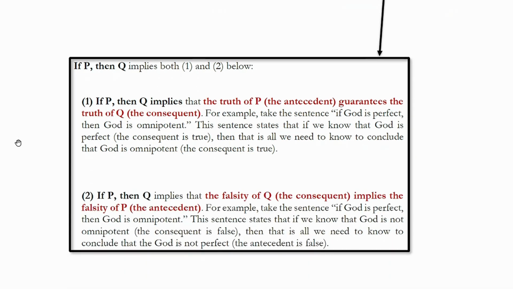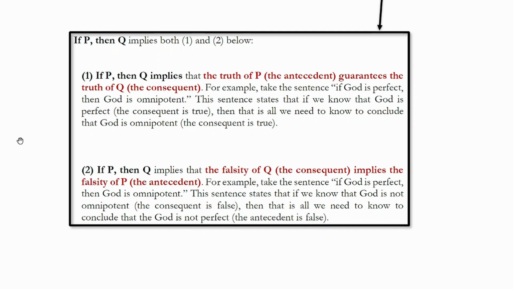Okay, so if you have some statement like if P then Q, then that is telling you 2 things. First, it's telling you that the truth of P, or the antecedent, guarantees the truth of Q, or the consequent. So the first thing that a conditional statement tells you is that if you know that P is true, then that is all you need to know that Q is true. The truth of P guarantees the truth of Q. The truth of the antecedent guarantees the truth of the consequent. That's the first thing it tells you. The second thing an if-then statement tells you is the following.